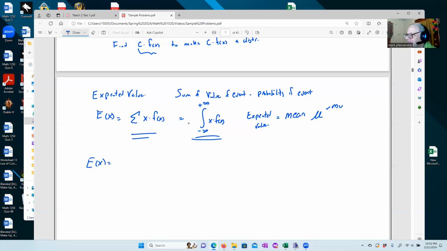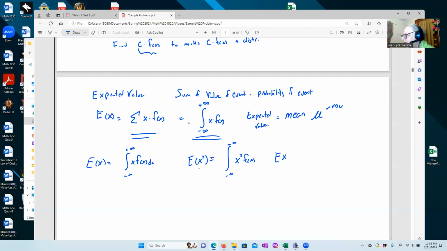E of x equals the integral of x times f of x dx, again, over its whole domain, which is usually not going to be all of negative infinity to positive infinity, but you know what I mean. E of x squared is the integral of x squared times f of x from negative infinity to positive infinity. This isn't standard deviation, but you need to get this in order to figure out standard deviation. We're not going to worry about that for now.